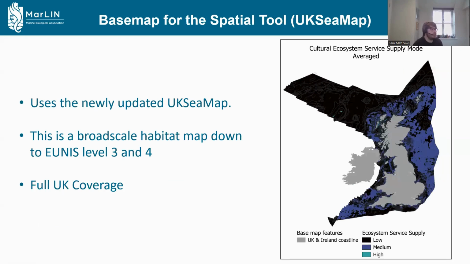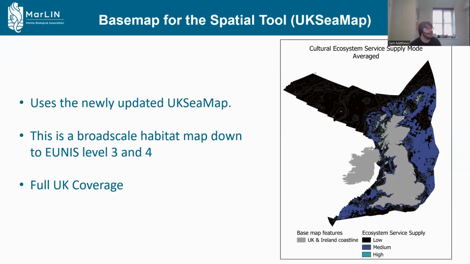So in terms of the base map for the new spatial tool, we've used the UKC map. This is a map that falls under a suite of products that JNCC create, and this includes the UKC map, EUC map, and combined map, and these are all predictive and composite mapping products. The UKC map itself is a predictive map and has detail down to the broad scale habitat levels of 3 and 4 for UNIS, and has complete full UK coverage. The main reason why we chose the UKC map over the other two at the moment is because it's the most up-to-date map, as it was updated in early 2025.